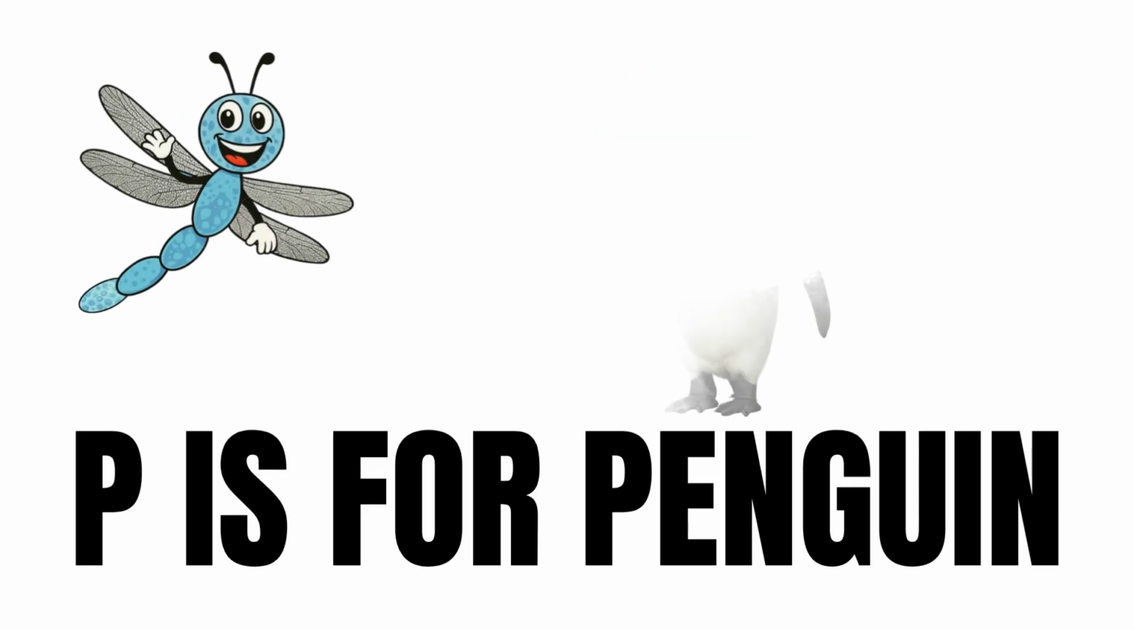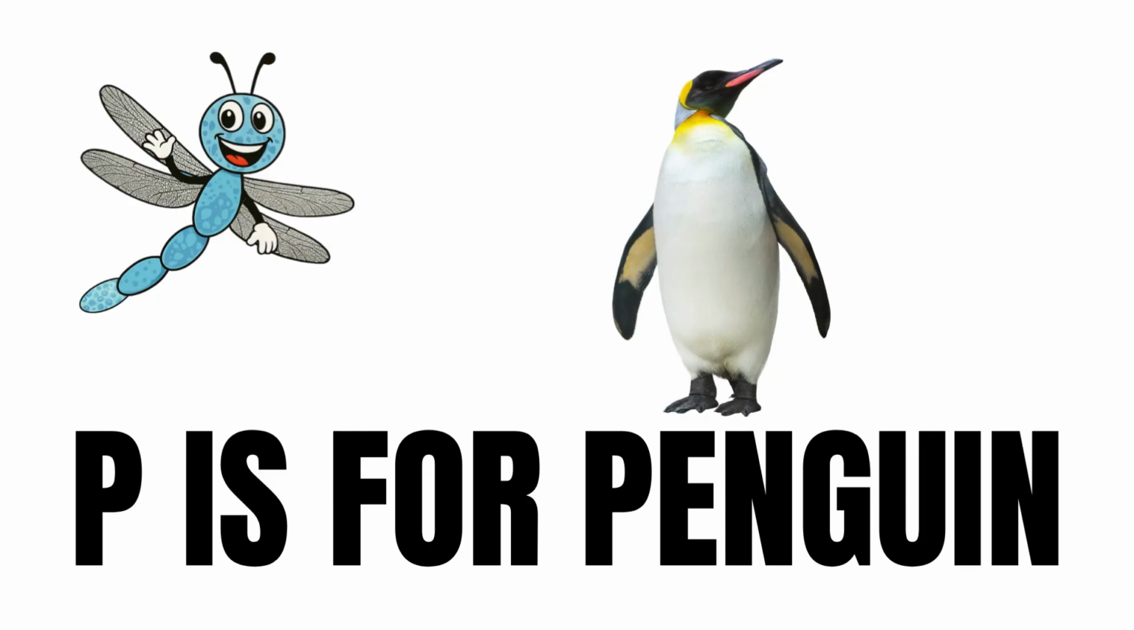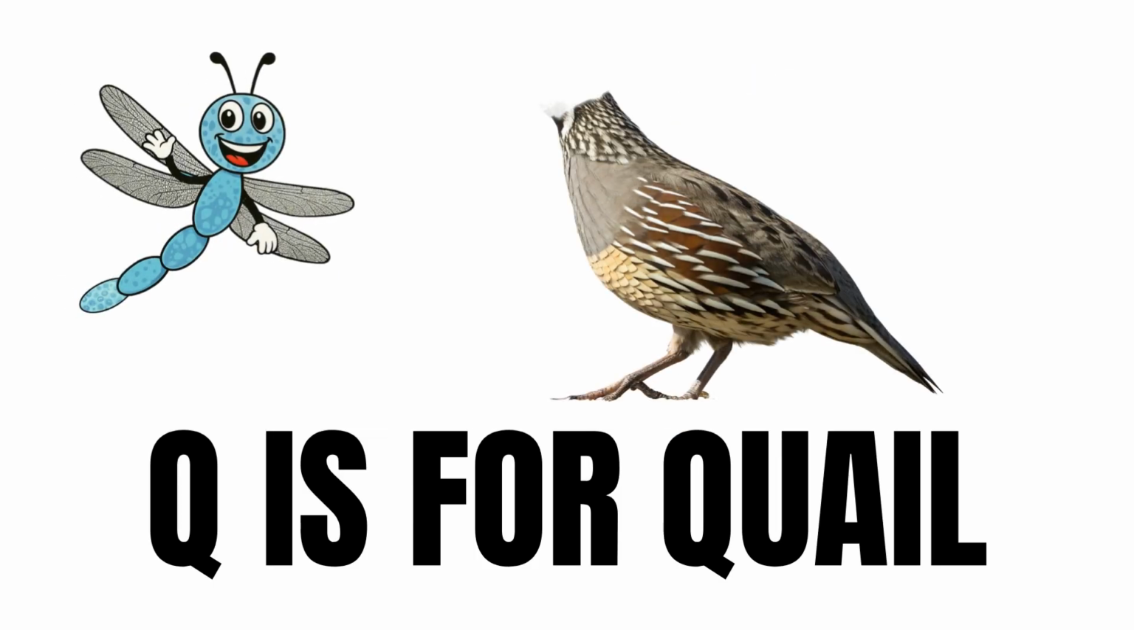P is for penguin. Where is penguin? Where is penguin? Give him a waddlety waddle flap flap. There he is, there he is. Q is for quail. Where is quail? Where is quail? Give her a chirpity chirp tweet tweet. There he is, there he is.